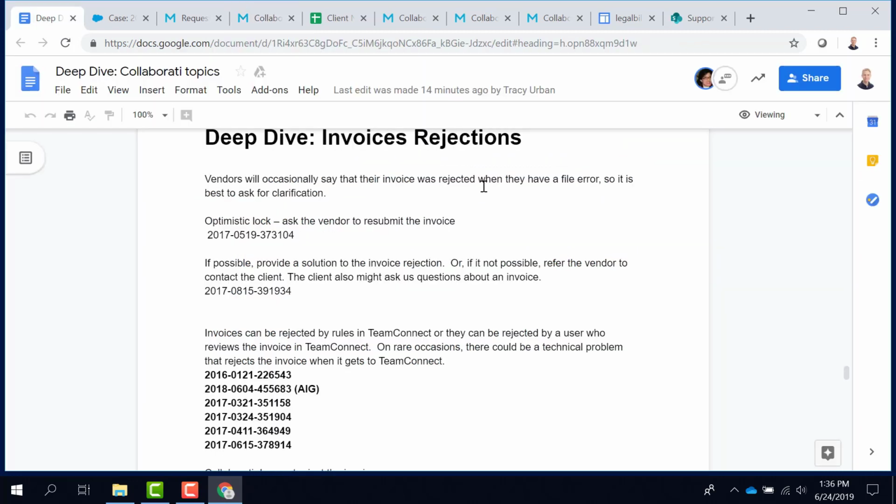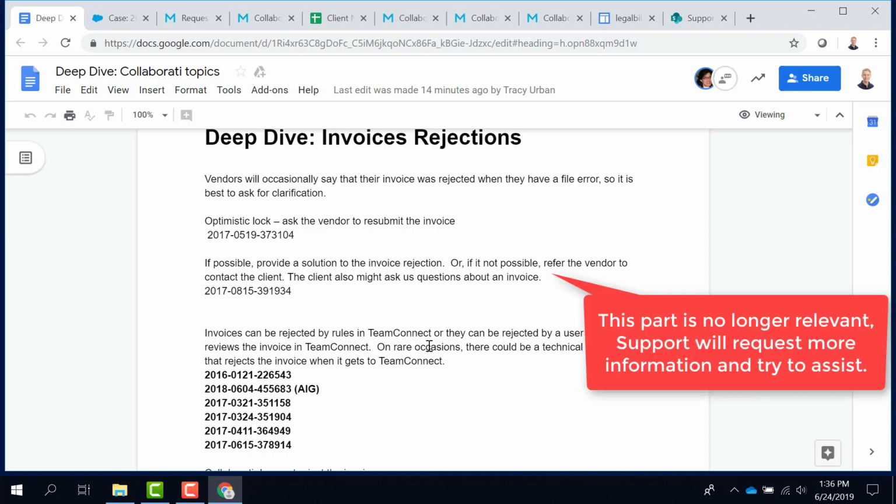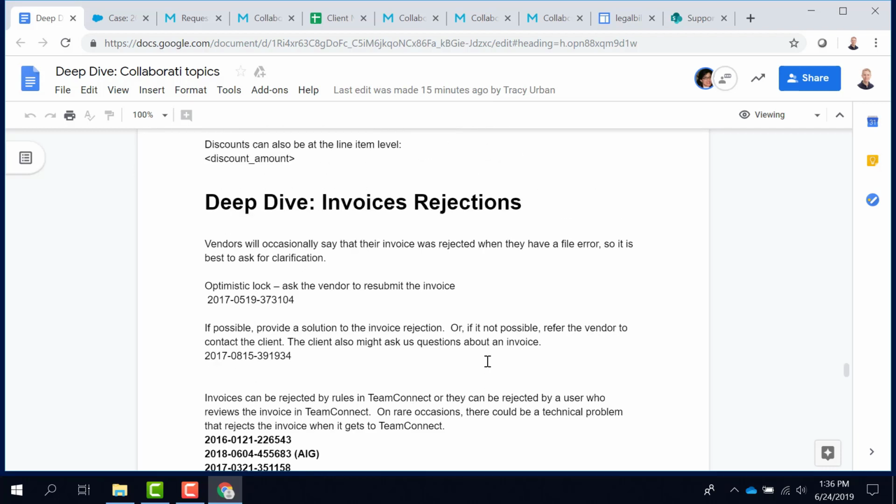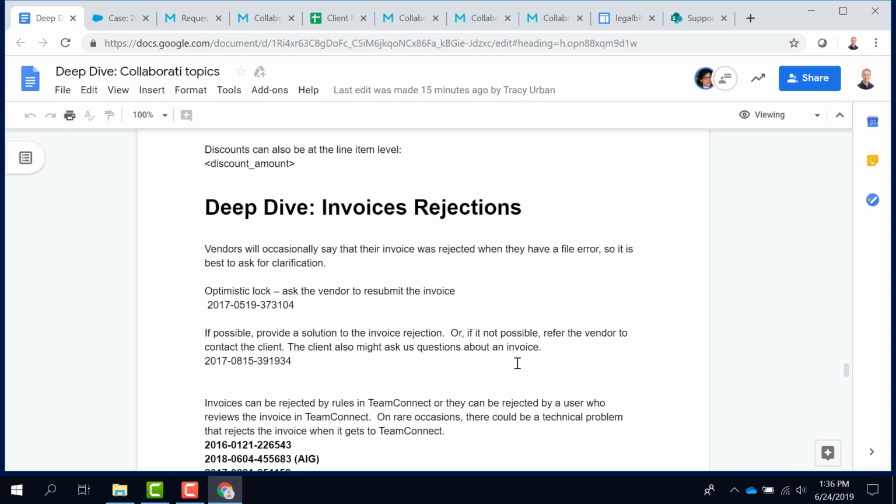So it is best to ask for some clarification regarding the rejected invoice. And then also, just to note, invoices can be rejected by rules in Team Connect or the ELM, or they could be rejected by a user who reviews the invoice in Team Connect. On rare occasions, there could be a technical problem that rejects the invoice when it gets to Team Connect. So we'll look at a few cases now.